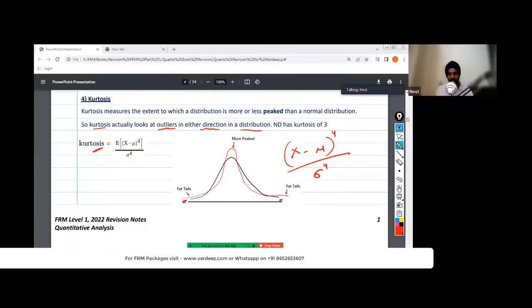Now, the point that we need to remember is that the normal distribution has a kurtosis of 3. So this one has a kurtosis of 3. Remember this for the exam. For the normal distribution, the kurtosis is 3. And we keep this 3 as the base, and we see excess kurtosis, and so on and so forth. But the normal distribution has a kurtosis of 3.